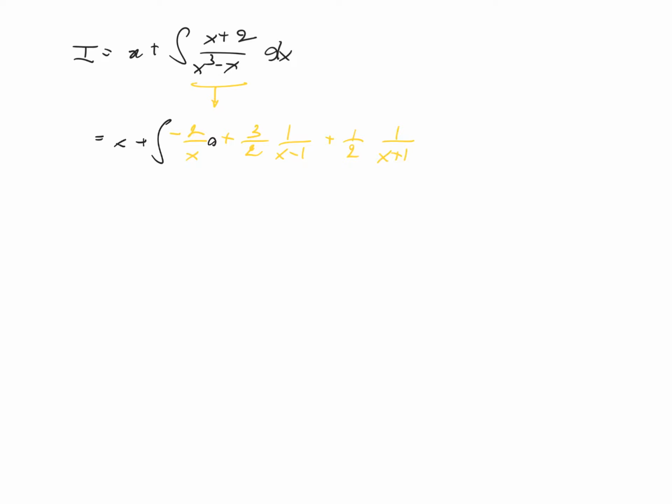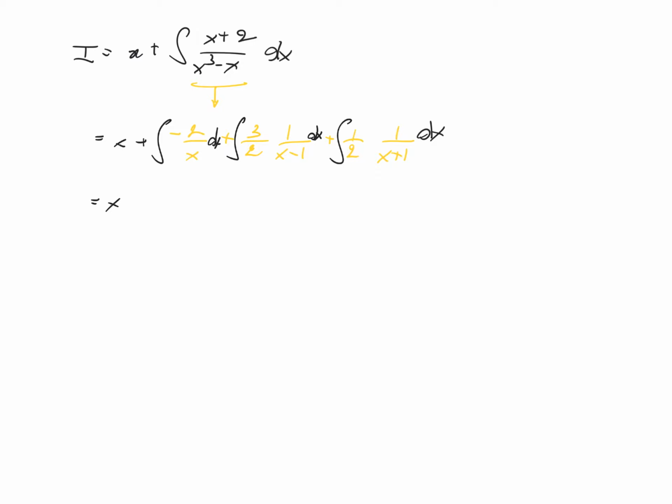So let's go back to the integral. So the integral was x plus the integral of x plus 2 over x to the power 3 minus x dx. The partial fraction decomposition that we found for this was minus 2 over x plus 3 over 2 times 1 over x minus 1 plus 1 over 2, 1 divided by x plus 1. So the integral becomes x plus the integral of the first part plus the integral of the second part plus the integral of the third part.